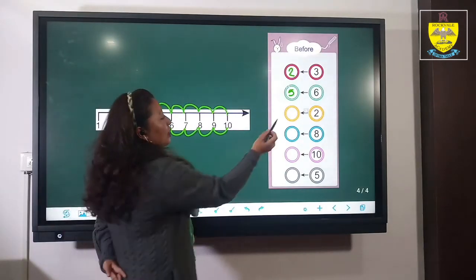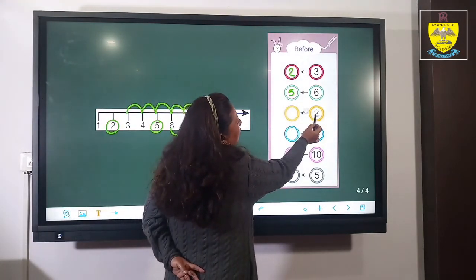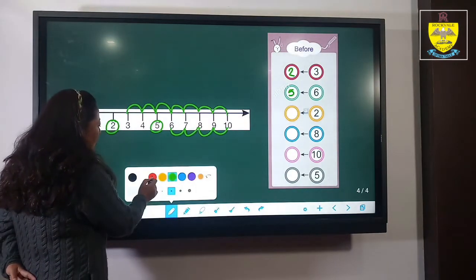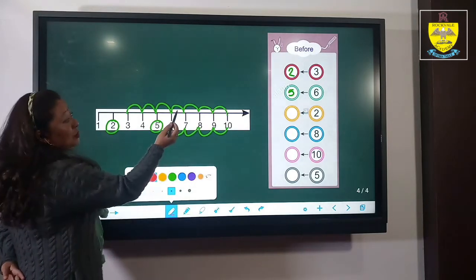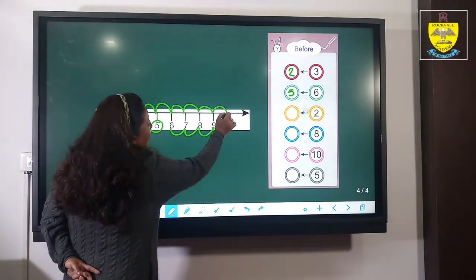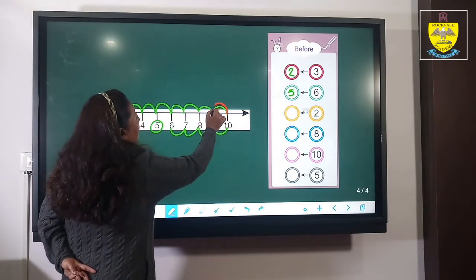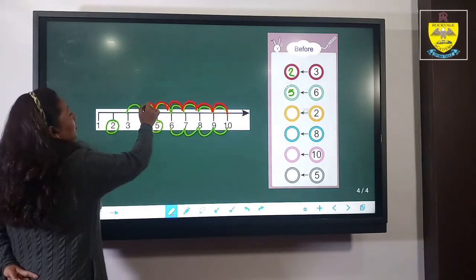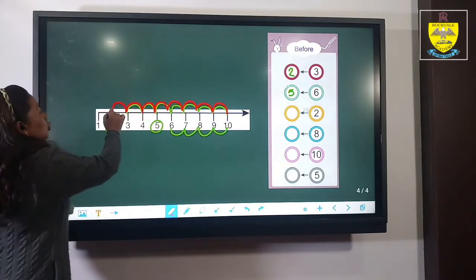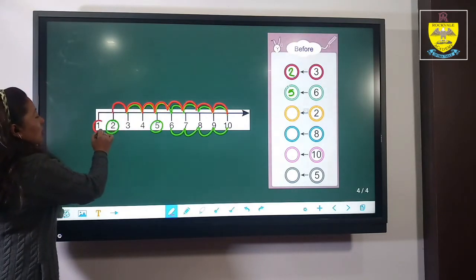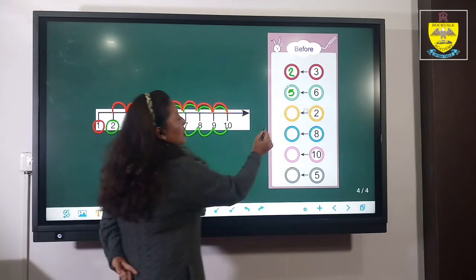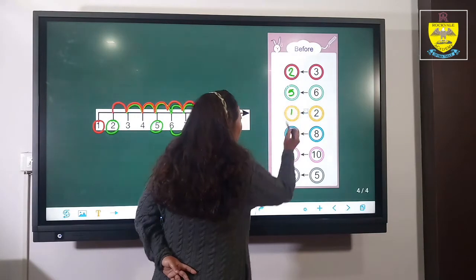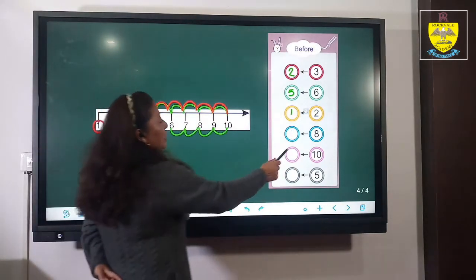Understood? Again, look at the next question. What comes before 2? For this also, you'll have to do backwards counting. Okay? Let's do backwards counting from 10. 10, 9, 8, 7, 6, 5, 4, 3, 2. So what comes after 2 is 1. So the answer here is 1.